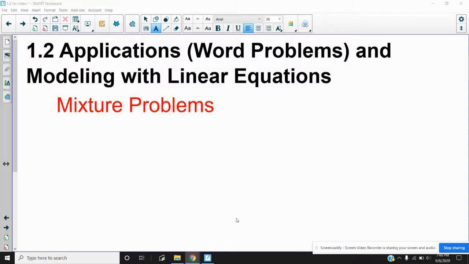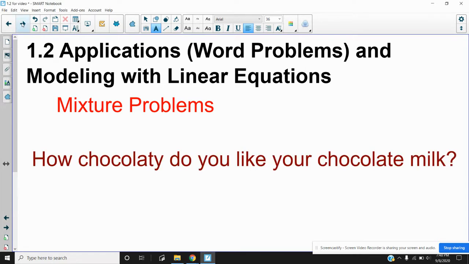In this video, we're going to go over an example of a mixture problem, and that's just one of four different types of problems in section 1.2. So what is a mixture problem? Well, a mixture problem has something to do with this question: how chocolatey do you like your chocolate milk?